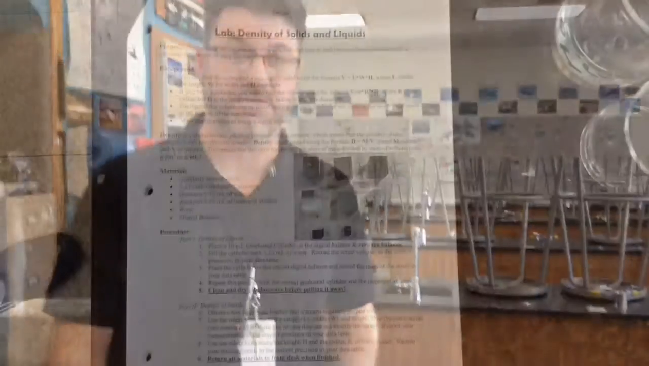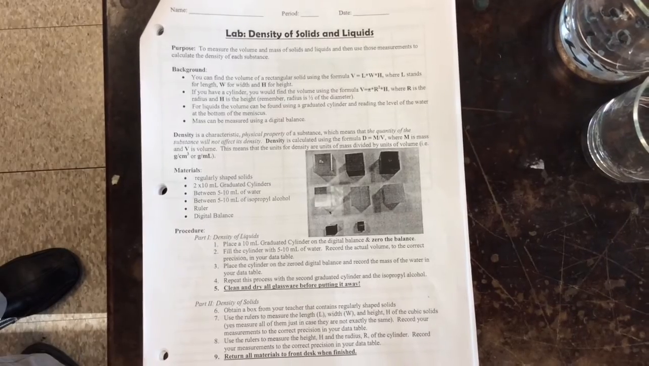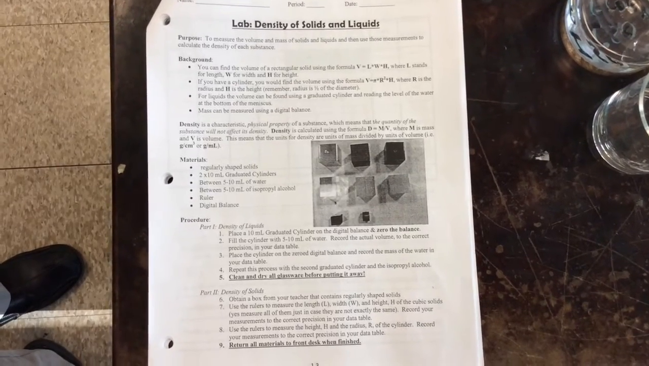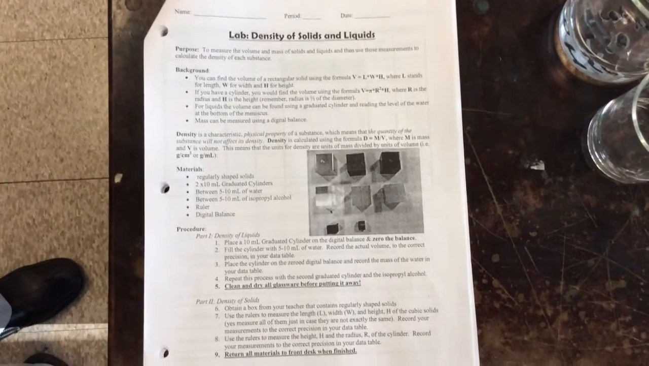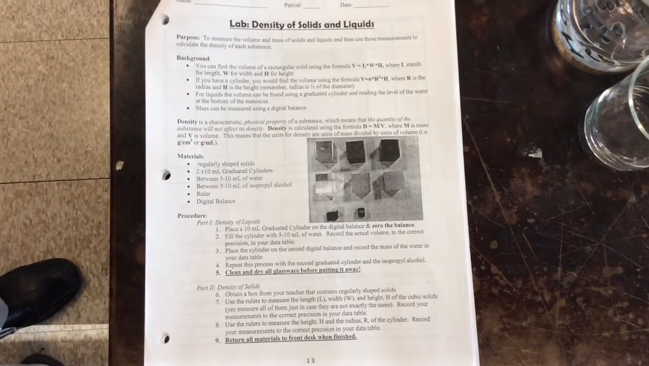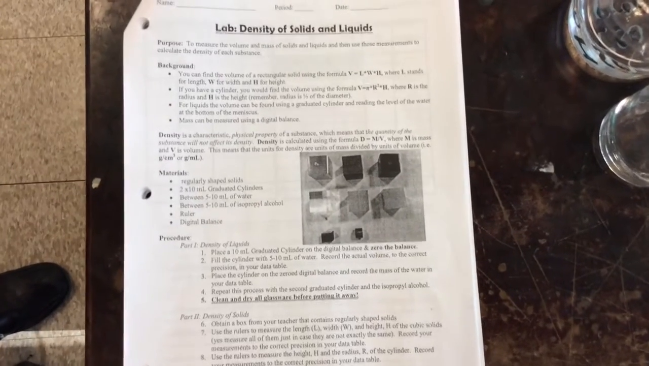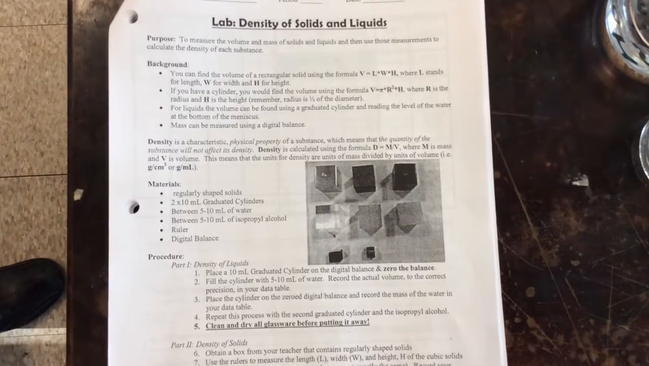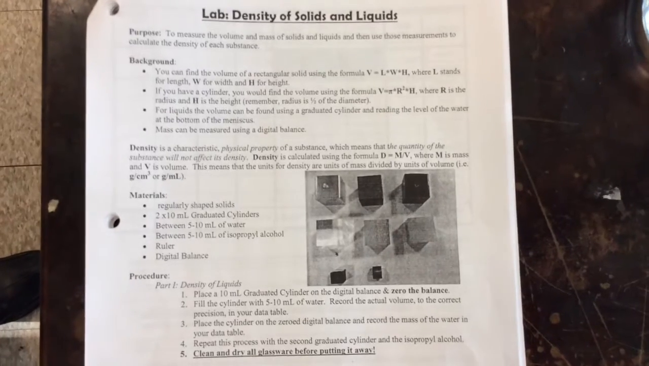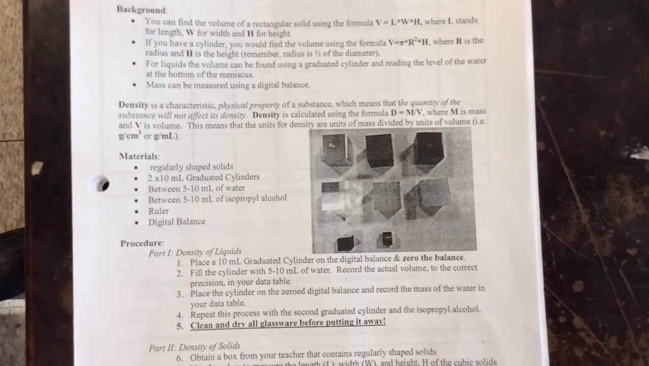We have a number of supplies. We'll take a look at our instructions first. So the purpose of this lab activity is to measure the volume and mass of different solids. We're also going to take a look at two different liquids. There are slightly different procedures for each. So prior to doing the lab, please take a look at the backgrounds. It goes over information including how to calculate volume of regularly shaped solids. It includes a cylinder calculation, so please take a look at those.